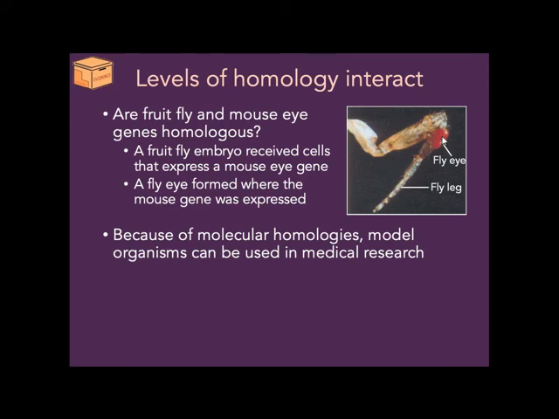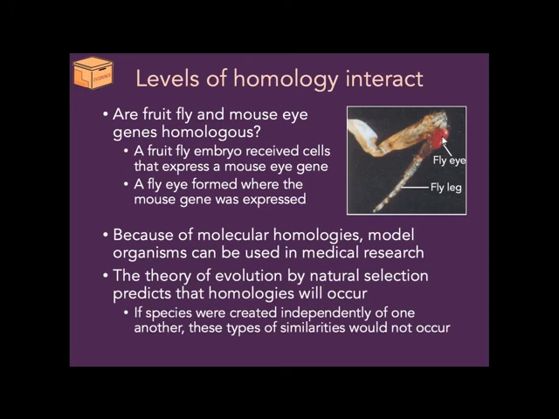Another thing is that because of molecular homology, meaning that the DNA is similar in lots of organisms, model organisms can be used in medical research. So you can use DNA from a yeast to explore a disease in humans. The theory of evolution by natural selection predicts that homologies will occur. You would expect similarities in structures and in DNA if the species are related to each other. However, if the species were created independently of one another, you would not expect these kinds of similarities to occur. So again, this is a piece of evidence that is consistent with evolution and not consistent with special creation.